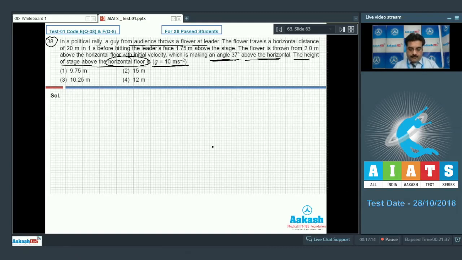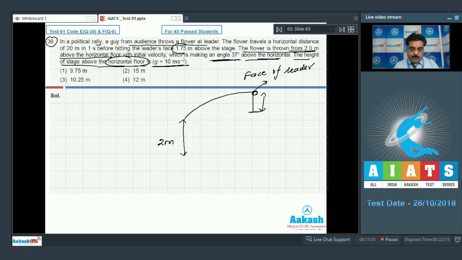So I would like to make the diagram first. Suppose at 2 meter height, according to the problem, the flower is thrown from 2 meter above the horizontal. So this is 2 meter, and if a guy throws a flower, let us consider this point is the face of the leader. And this height according to the problem is 1.75 meter. So we'll write here 1.75 meter.